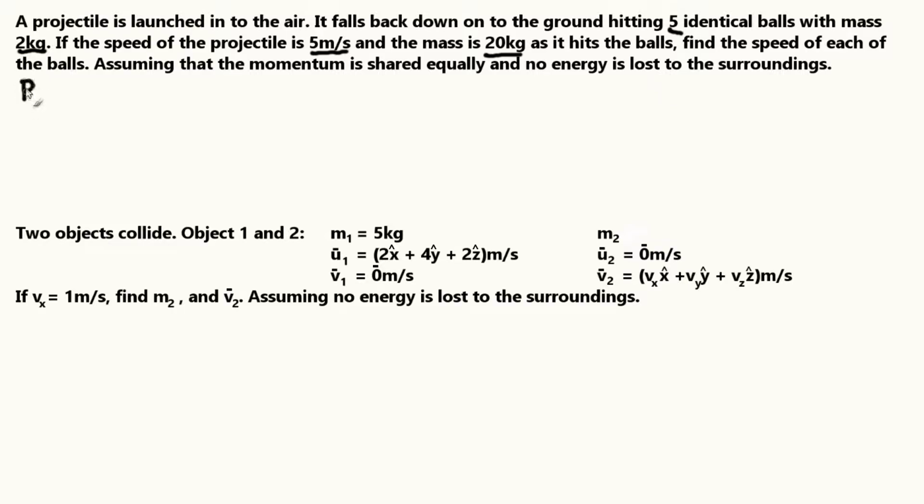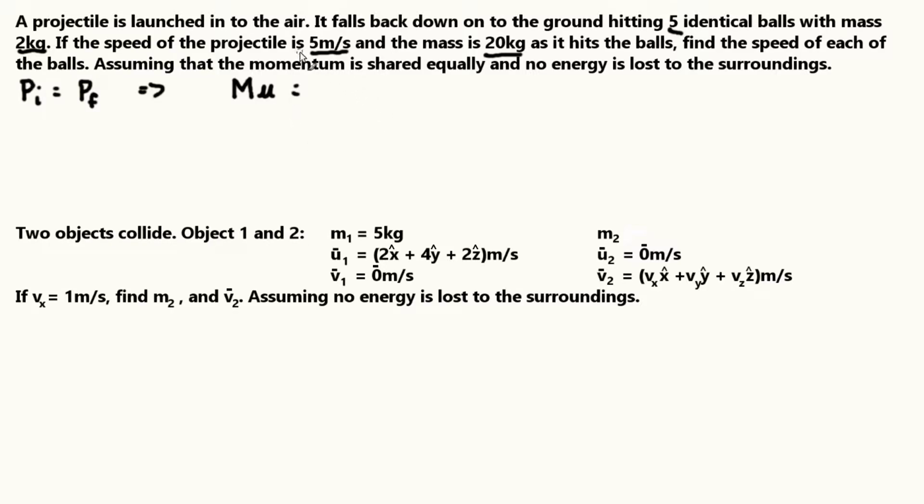We start off by writing the initial momentum is equal to the final momentum. In this question we will use scalars, and we also know that the initial momentum is equal to the mass of the projectile, which I shall call big M, times the speed of the projectile, which I will call u. We know this is equal to the initial momentum because it falls back down onto 5 identical balls which are assumed to be stationary. This is then equal to the final momentum.